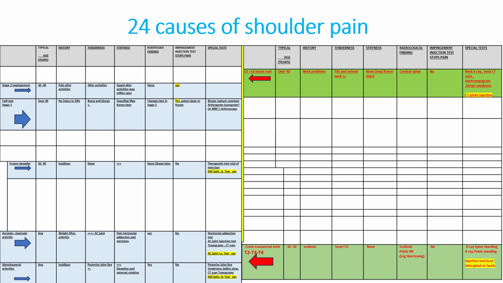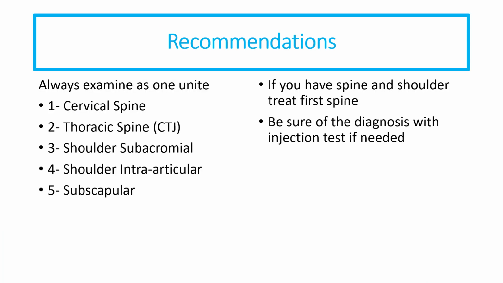Now finally, we see here the 5 causes of radiating pain from the shoulder to the neck, and the 2 causes from the neck to the shoulder. We have to keep this in mind always while examining the patient. So, in summary or recommendation: examine the spine, the thoracic spine for the costotransverse joint, the subacromial space, test the shoulder with intra-articular signs or tests, and the subscapular region.